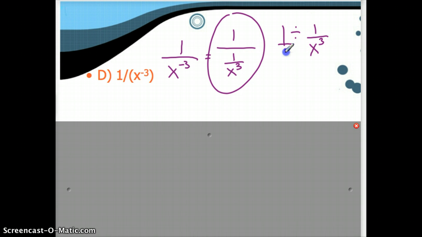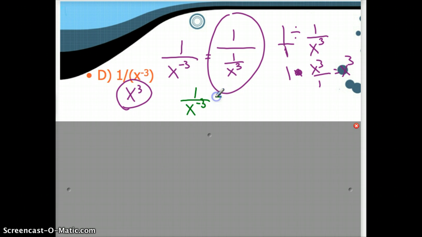Okay, and remember when we divide fractions, it's like multiplying by the reciprocal. So we could have 1 times x cubed over 1, which just equals x cubed. X cubed is my answer here. Here's kind of a shortcut that I like to think about doing these problems. When we have 1 over x to the negative 3, a negative exponent should scream to you, reciprocal, reciprocal, reciprocal. So the easiest thing that I like to do is when you take a reciprocal, you flip the numerator and the denominator.